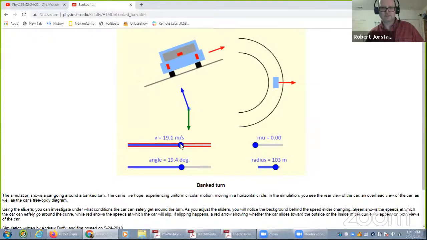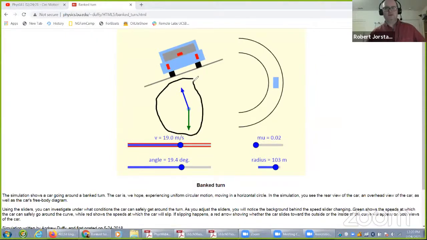Oh my gosh, it's tough to get there, but it's about 19. Okay, so let me just bump this up to just 0.1 or something. Sorry. All right, 0.02. The idea here is, notice in the FBD that's shown in the middle, right now there's no frictional force. This means we don't need any frictional force to keep this thing in the banked curve, right? We're right at the ideal speed.